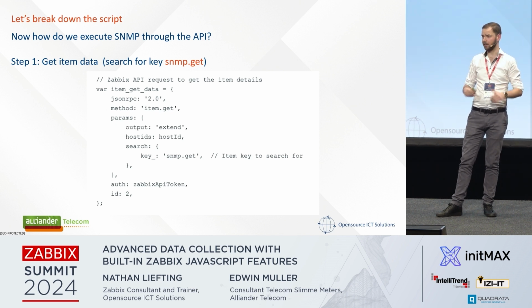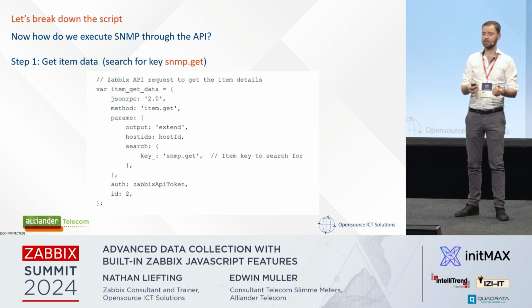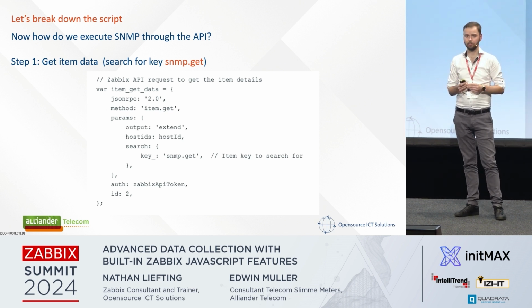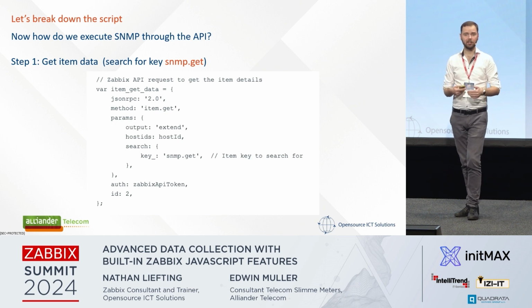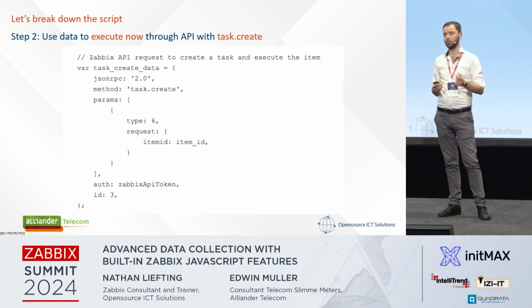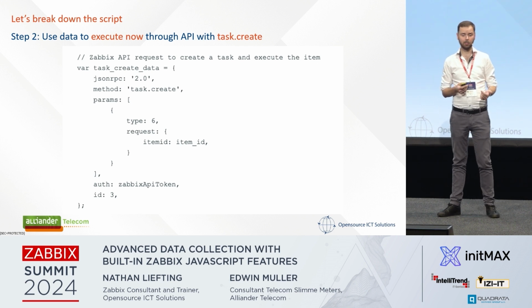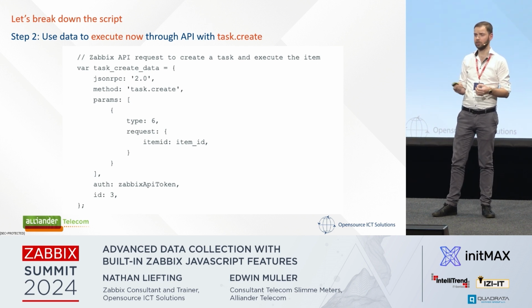We first get the item data, using the host ID to get the SNMP get item, which is just a bulk item that is executing basically all of the SNMP on this device. Once we know the item ID of this SNMP get item, we can use that data in a second API call, and that second API call is going to use task.create.